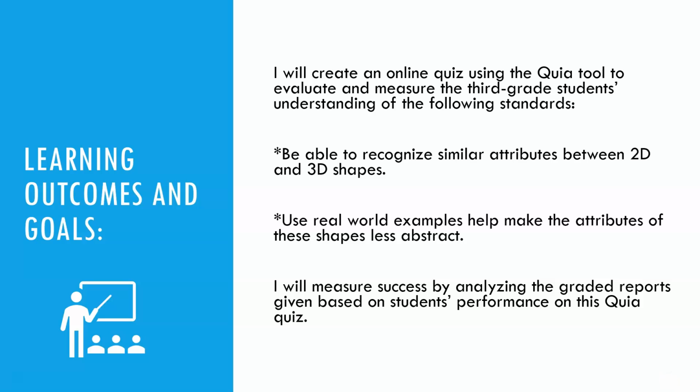The learning goals and outcomes of this lesson: I will create an online quiz using Quia tools to evaluate and measure the 3rd grade students' understanding of the following standards. Be able to recognize similar attributes between 2D and 3D shapes and use real-world examples to help make the attributes less abstract. I'm going to measure the success of their comprehension by analyzing the graded reports given to me by Quia on the students' performance.